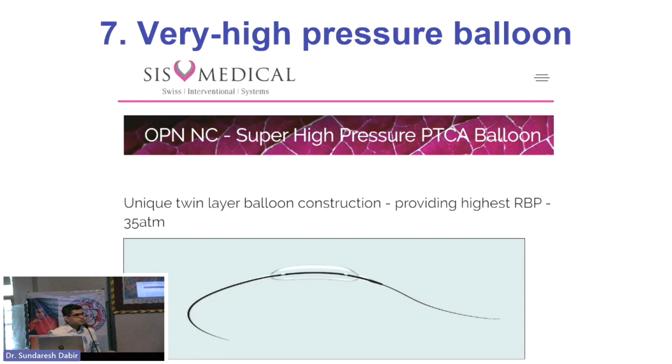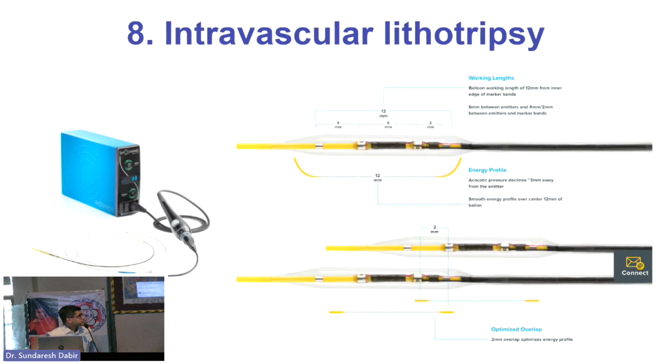I didn't put a photo, but the OPN balloon has its own indeflator, which is different. It's black and purple in color with a lock. Okay, this is your IVL balloon. IVL console is very simple.